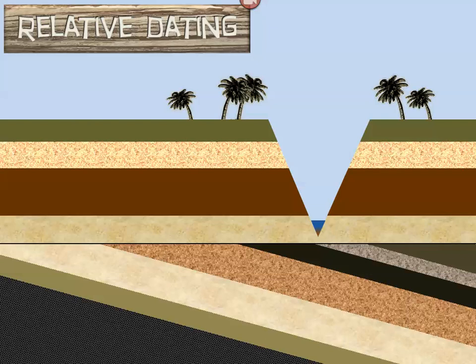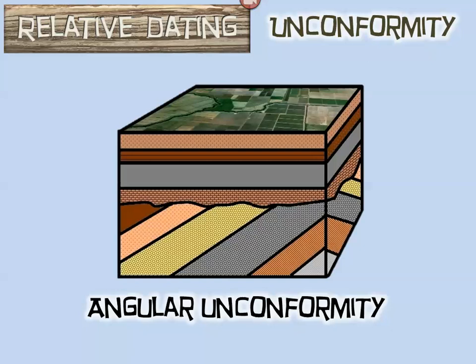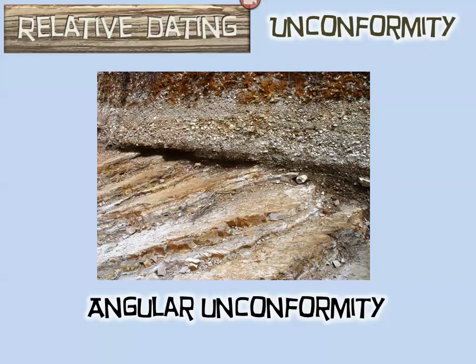So here's sort of a three-dimensional look at an unconformity. This is what we call an angular unconformity. There was some tilting of those layers, then it eroded away, and then more layers were laid down on top of it, just like the one we looked at. And here's a picture of what that might look like. This is a very small-scale version. You can see the unconformity. You've got tilted layers down here, and then the erosive surface here, and then you've got new layers being laid down flat on top of it.